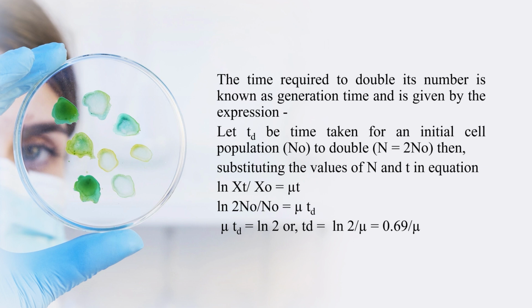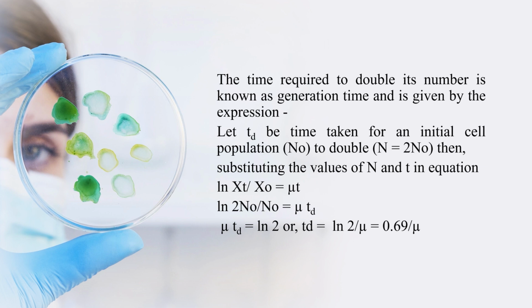Please understand. Generation time is given by the expression T subscript D, which is the time required for the initial population to double. If the initial population was N naught, after the doubling time it would be 2 N naught. So the final number of cells after the generation time becomes N equals 2 N naught.